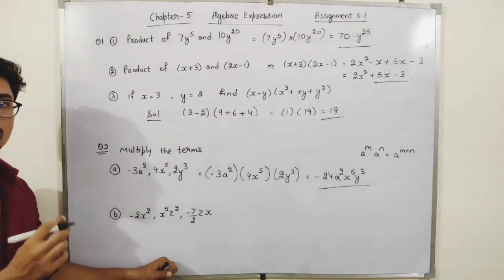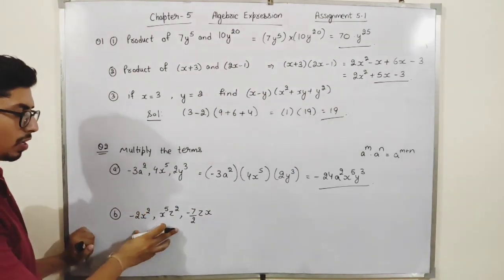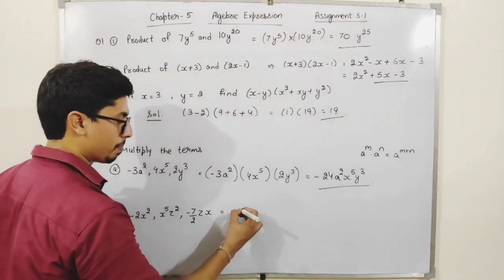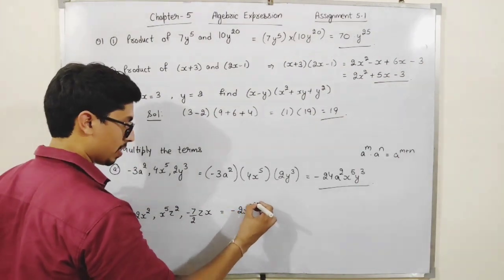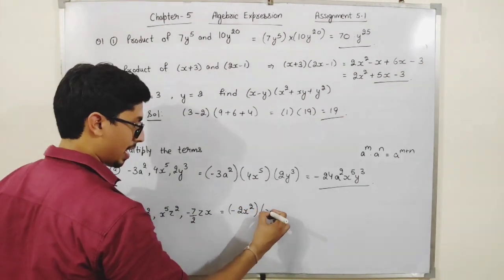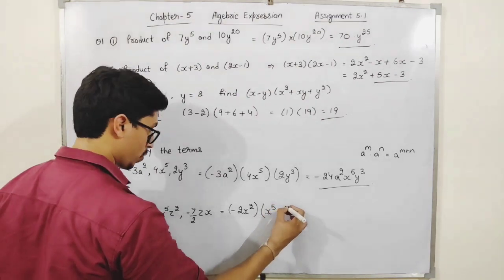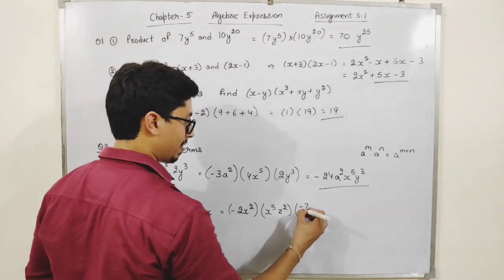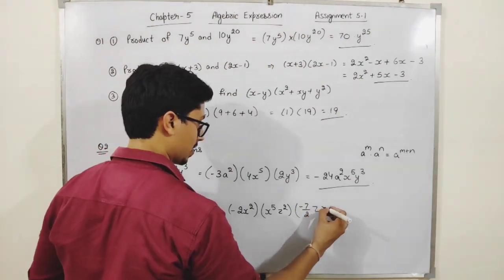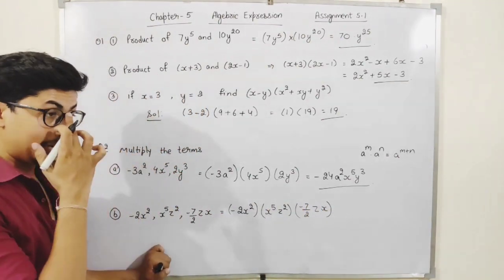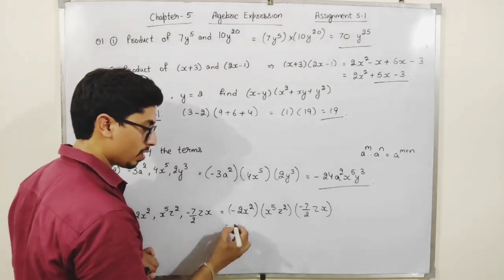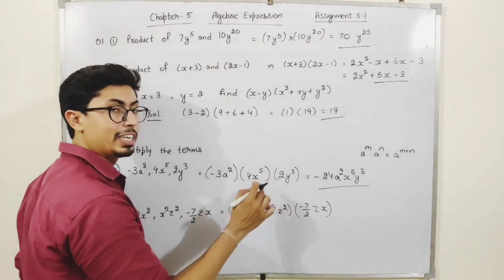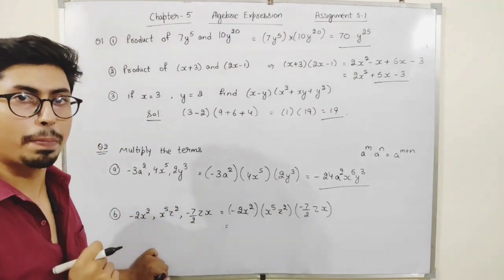Okay, students. Similarly, if I move forward to the second part, if I have to multiply them, it will be minus 2x squared into x raised to the power 5 z squared, and next will be minus 7 by 2 zx. Okay. So if I have to multiply them, students, see, minus into plus is minus, and minus into minus is positive. So the answer will be positive now.